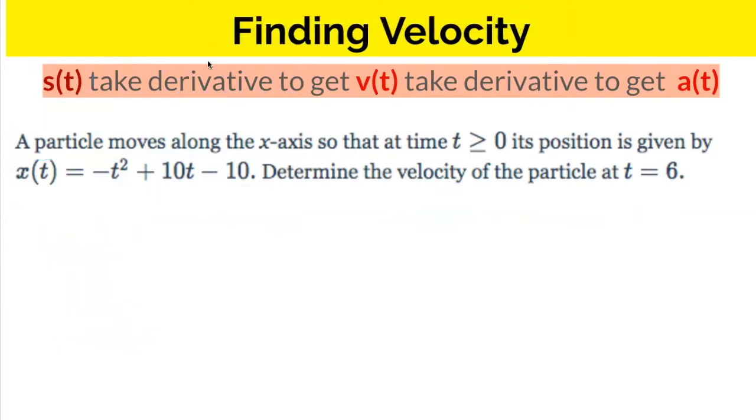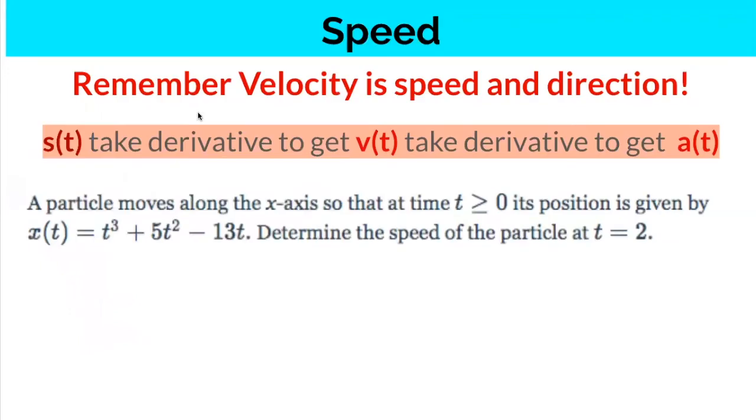Okay, so let's try the next one. So let's look at this. Now it's asking for the speed. Well, that's still talking about the velocity function. So it says, well, we're going to look for the speed, but we know that velocity is speed and direction. So that just means that we only need one part of what we're talking about. But let's look at what they gave us.